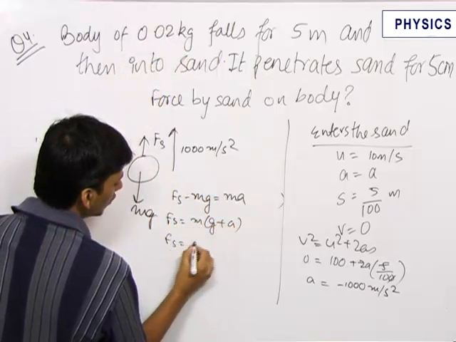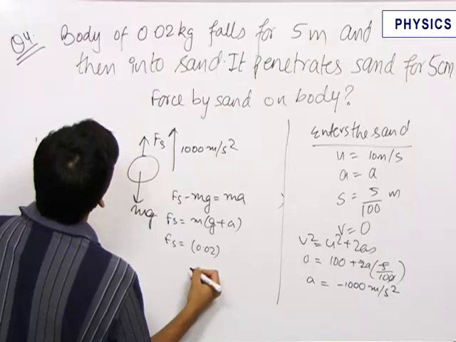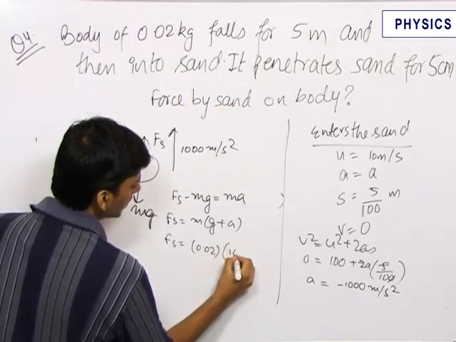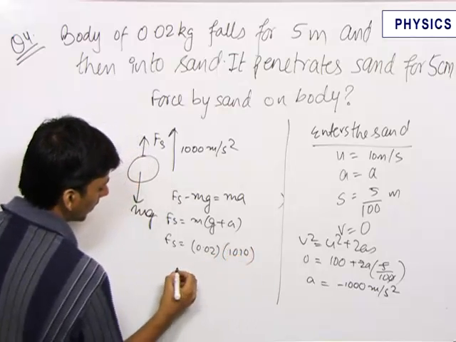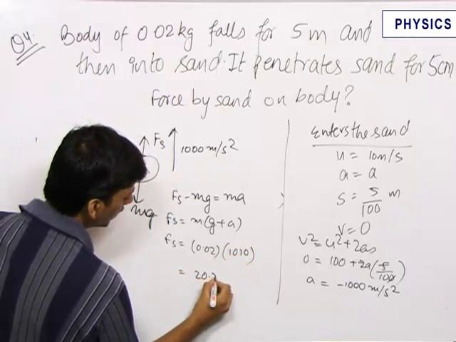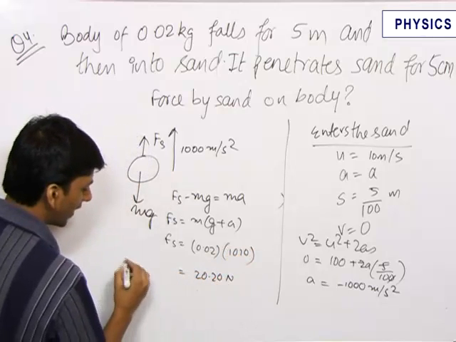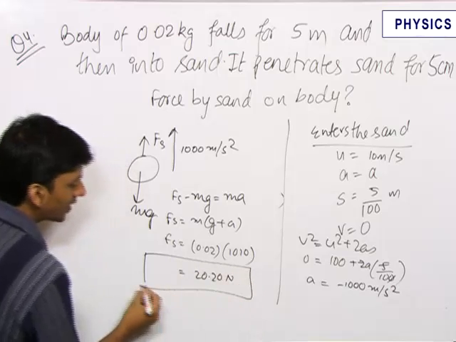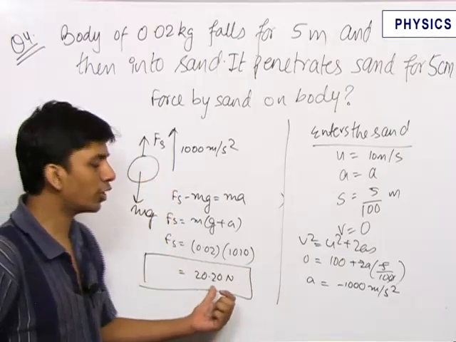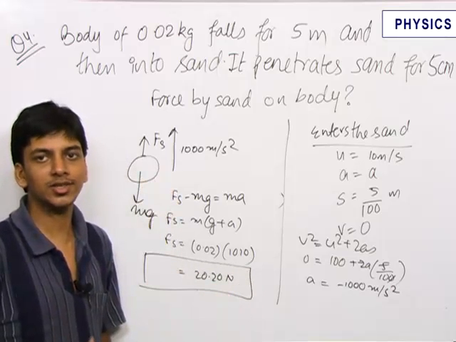So Fs is equal to 0.02 into 1010. Therefore this can be written as 20.20 newtons. So our final answer is, the force exerted by the sand on the body is 20.20 newtons in the upward direction, which is a resistive force.